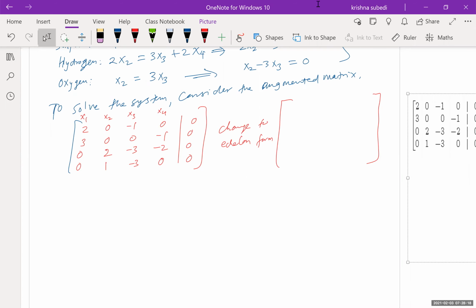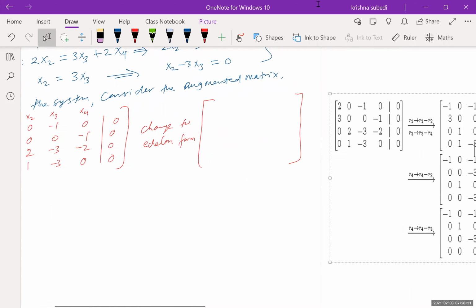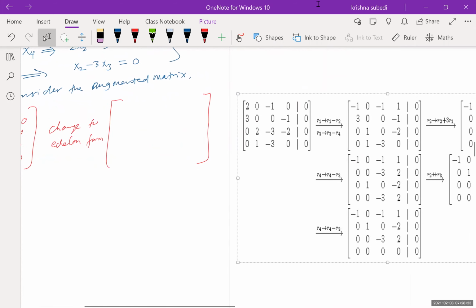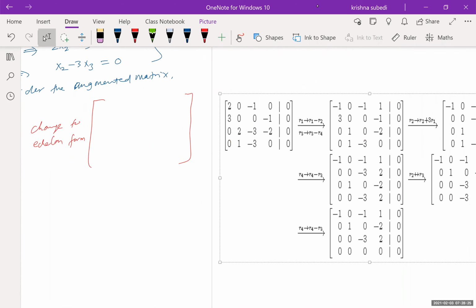Okay, so here is what I did. I started with this one here. Can you see my handout? And then what I did is R1 minus R2, and then all these processes that I did. And then at the end of the day, this is what I got.